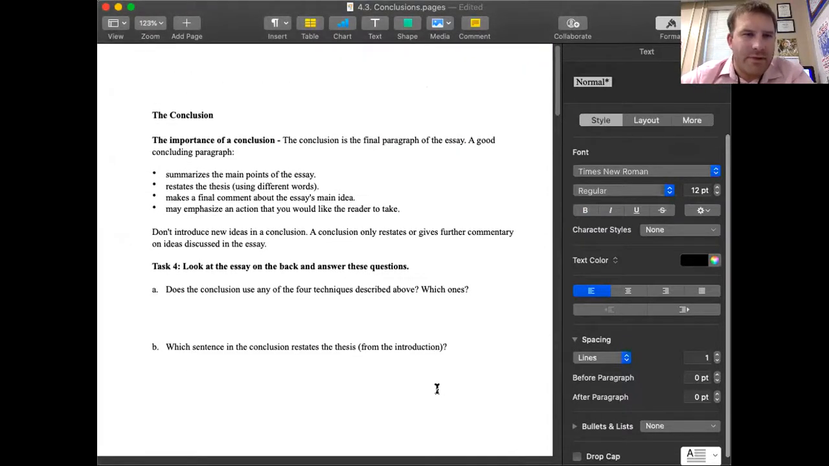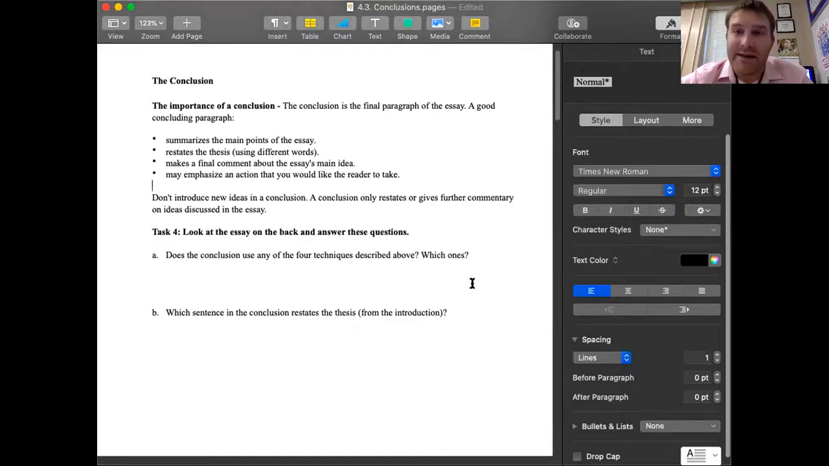The importance of a conclusion. The conclusion is the last paragraph of the essay. A good concluding paragraph summarizes the main points of the essay, restates the thesis using different words, makes a final comment about the essay's main idea, and may emphasize an action you would like the reader to take. It doesn't introduce new ideas. Don't introduce new ideas in the conclusion. The conclusion only restates or gives further commentary on ideas discussed in the essay.